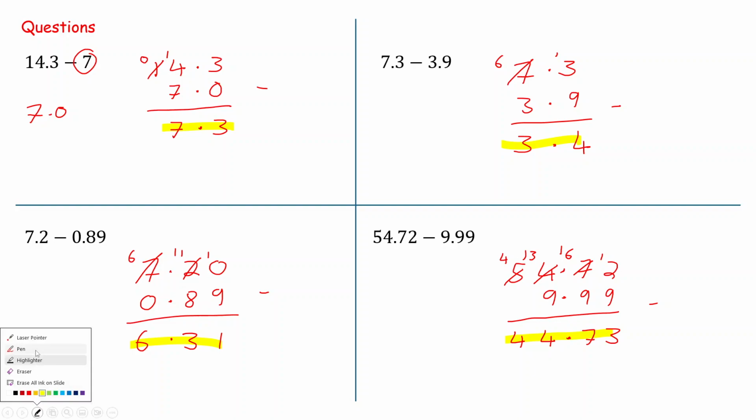And just check it makes sense. Well, if this number here was a 10, 54.72 take away 10 would be 44.72. So yeah, this looks pretty reasonable to me. Okay, there are your answers. Hopefully you've gone to the end and checked your answers. If anything is wrong, you can rewind to see where you've gone wrong. Okay, thank you.